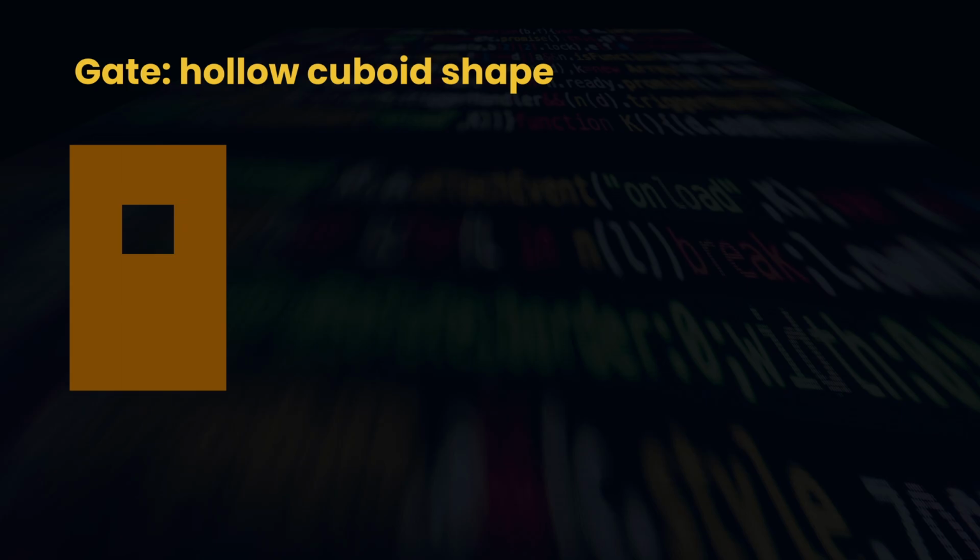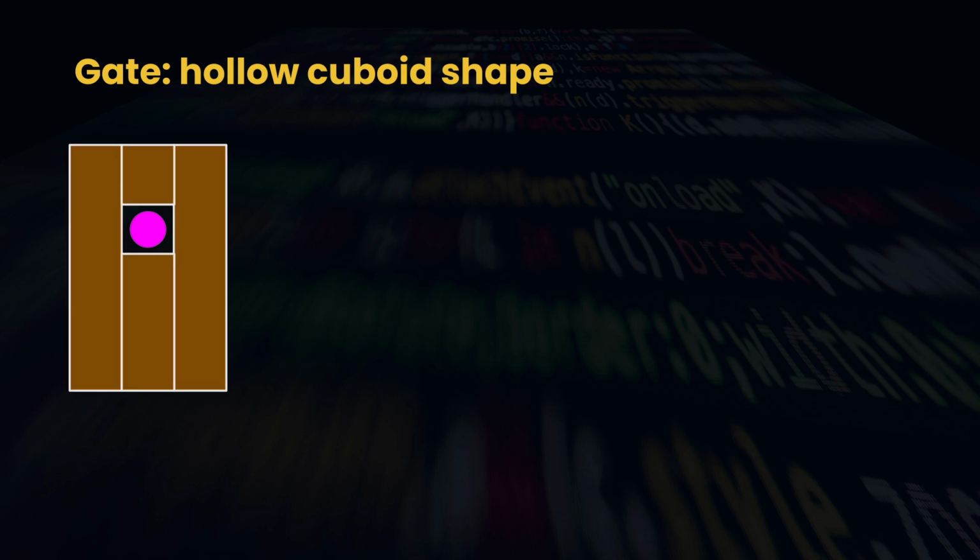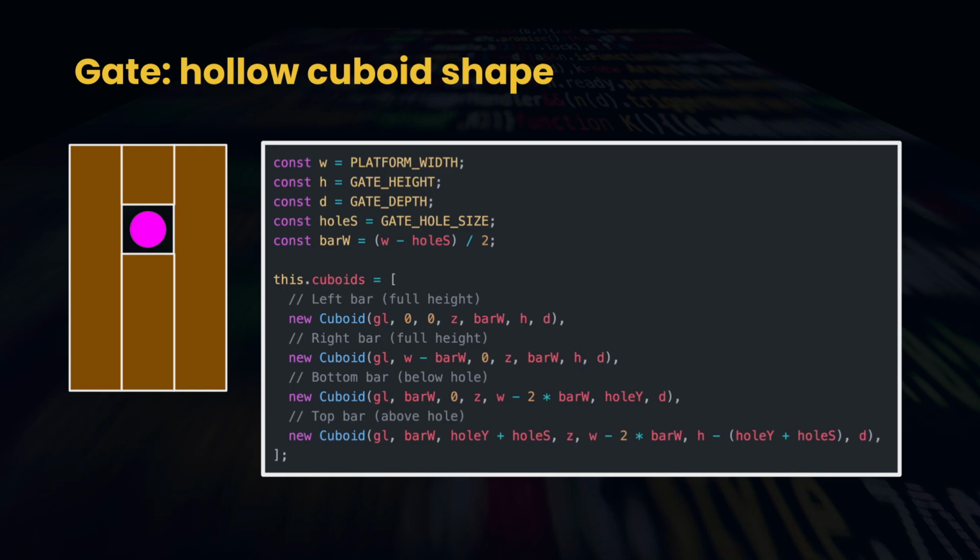Our gates have a hollow cuboid shape, meaning they have a cuboid hole. It is bigger than the ball so that the game does not feel impossible. I used the laziest possible approach and simply combined 4 cuboids to render a gate. Perhaps not the most efficient, but it simplifies a lot. And this is the example code.